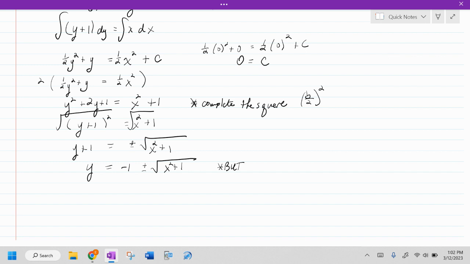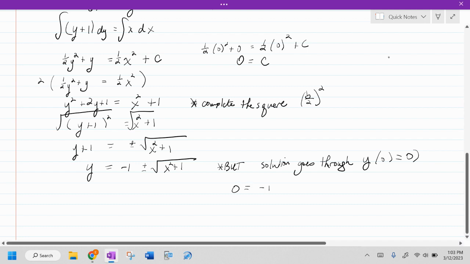But there's a big but here. We have to make sure that the solution has to go through the initial condition that we were given, which is y of 0 equals 0. So we have to plug in 0 for x and 0 for y to see whether it's the plus or the minus. So let's see.